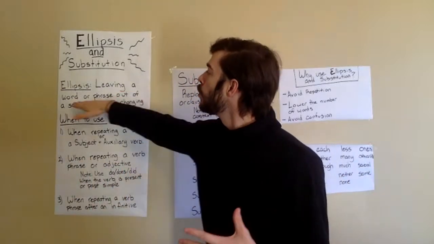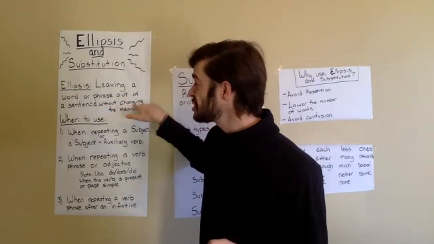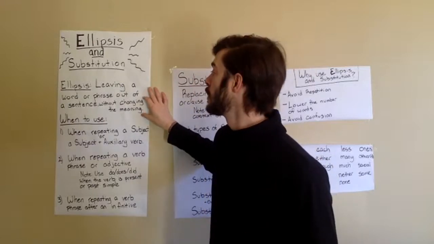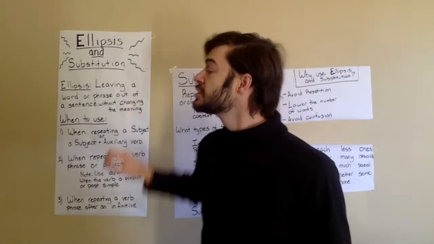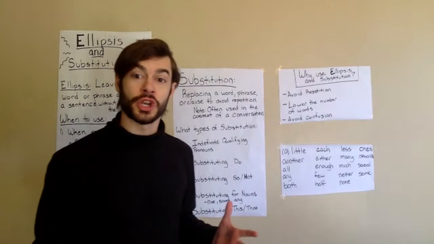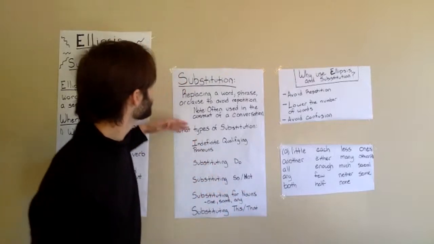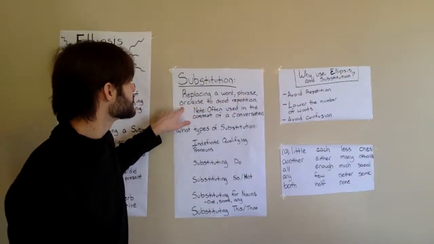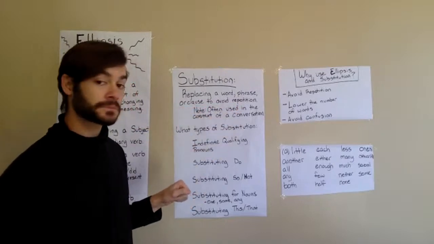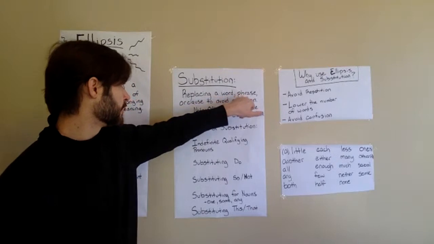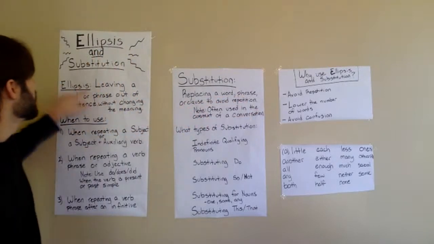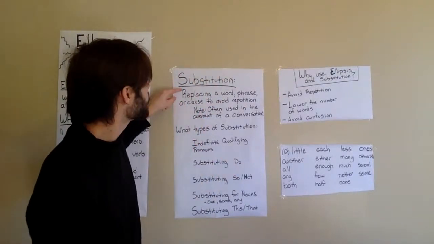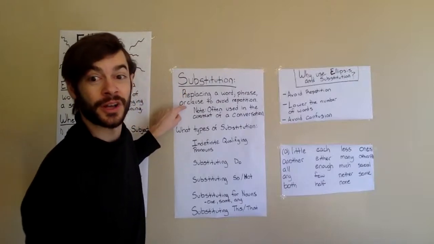So when we're leaving a word or phrase out of a sentence without changing the meaning, and that's very important, we cannot change the meaning of the sentence when we're making an ellipsis, okay? So we also have substitution, which is very similar. Substitution is replacing a word, phrase, or clause to avoid repetition. Okay? So replacing a word, phrase, or clause. In ellipsis, we are leaving out the word, phrase, or clause. But in substitution, we are replacing the word, phrase, or clause.